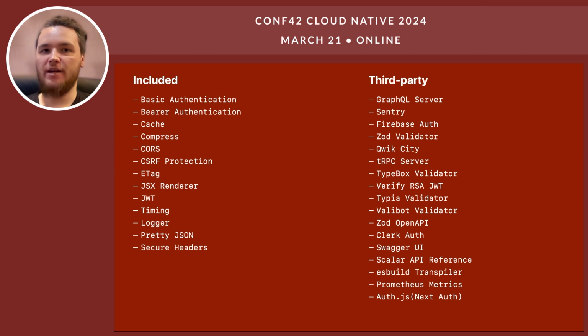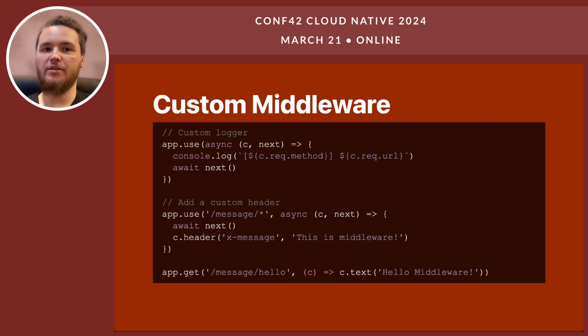But if you don't actually find something that you want, you can easily create it. All that you need to do is to have one function with the context and the next function. In the first example, you can log anything from the request or the response objects when you're done, in this case, dealing with the request object. You just call next. So the next middleware will be triggered or the request will end.